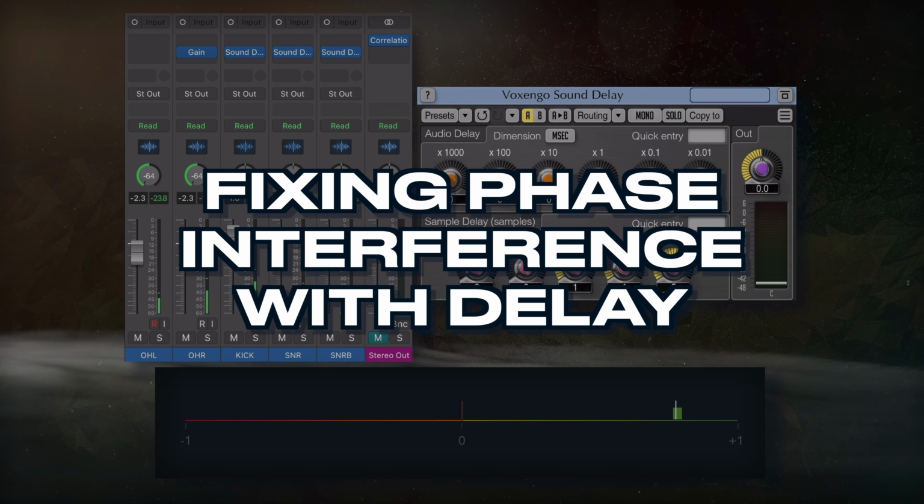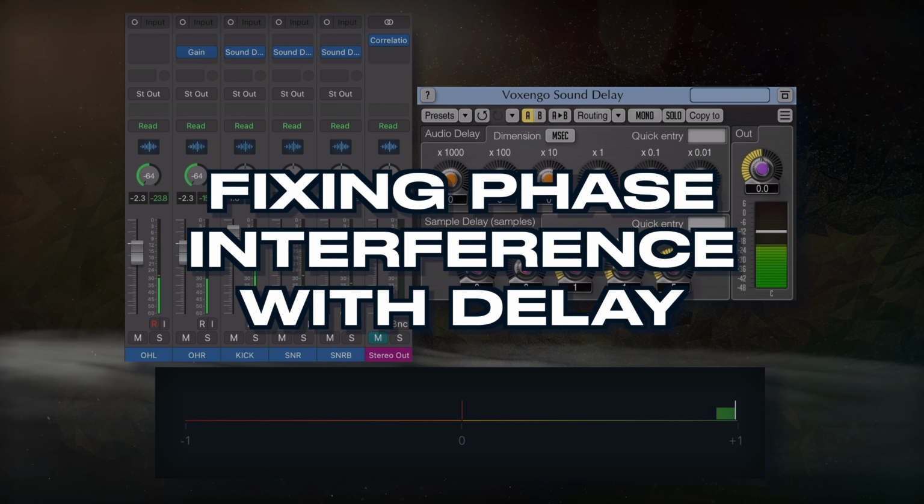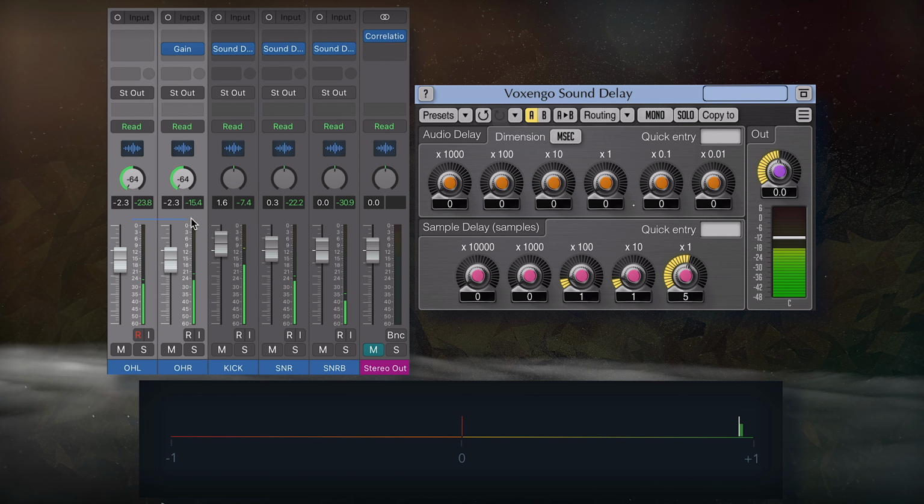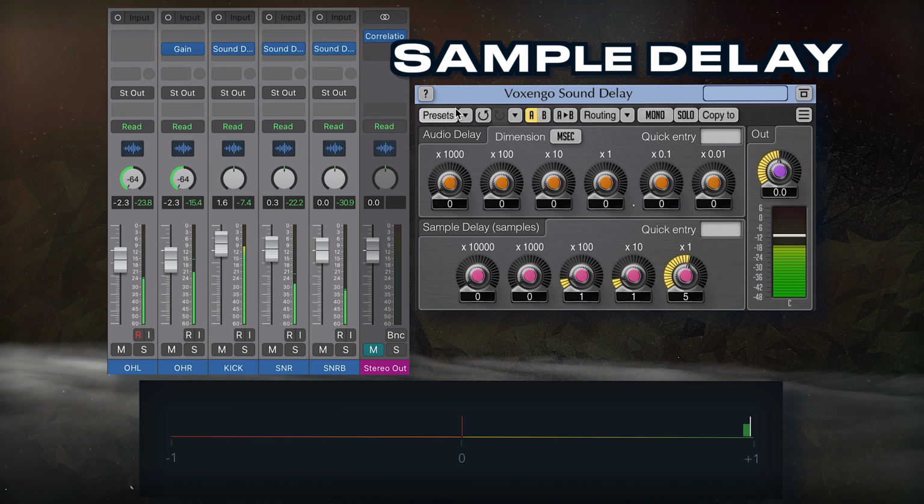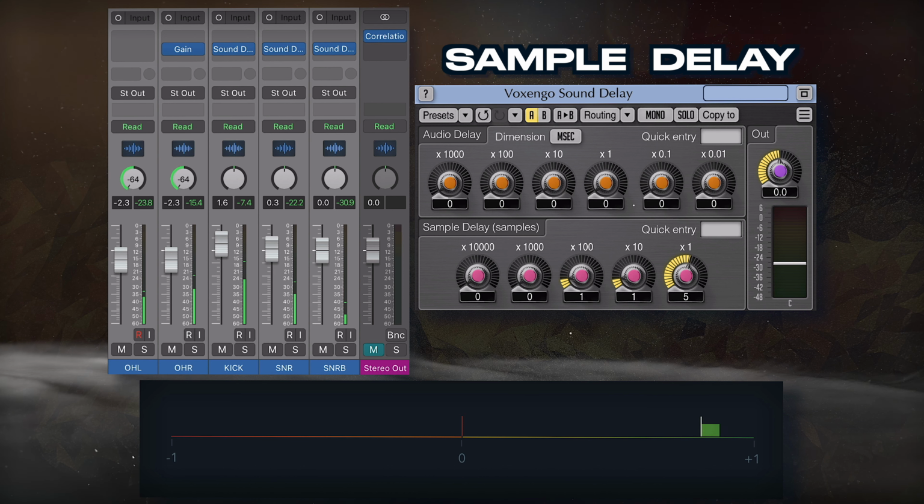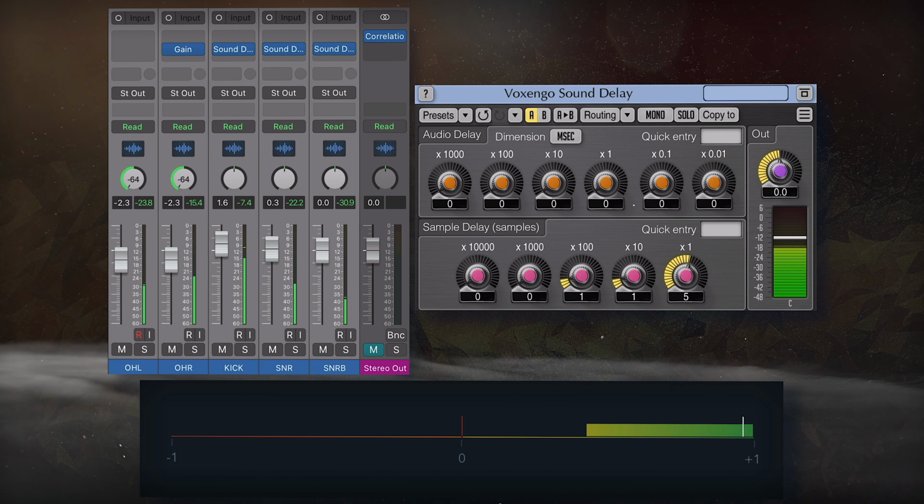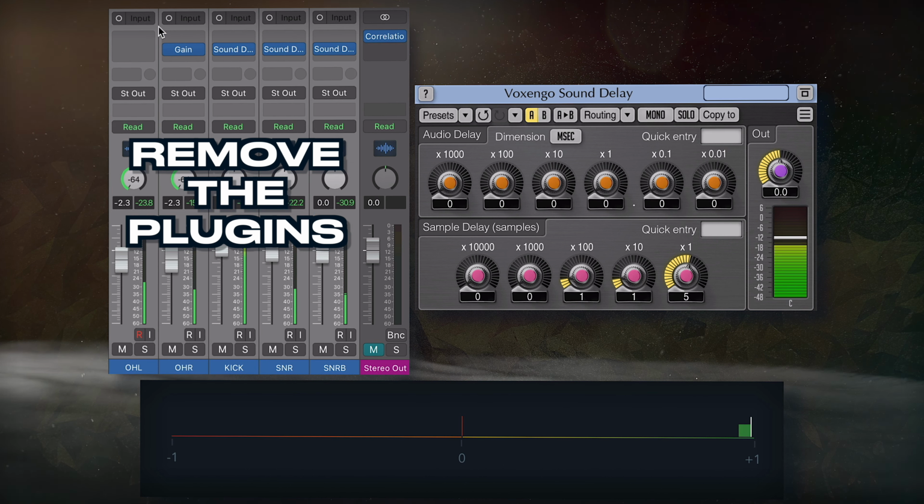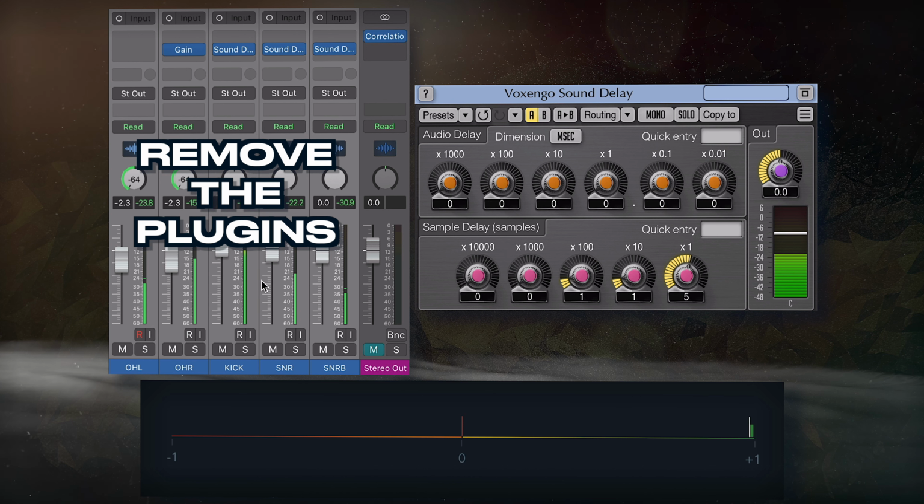Next, let's cover manually fixing phase interference with delay. Inverting the phase isn't the only way to improve phase relations between multi-tracked instruments. We could also use sampled delay to adjust the timing of a track until its waves better align with another recording of that same instrument. So let's go back to our drum example. I'm going to remove all of the utility plugins, so basically everything is back to how it was originally.